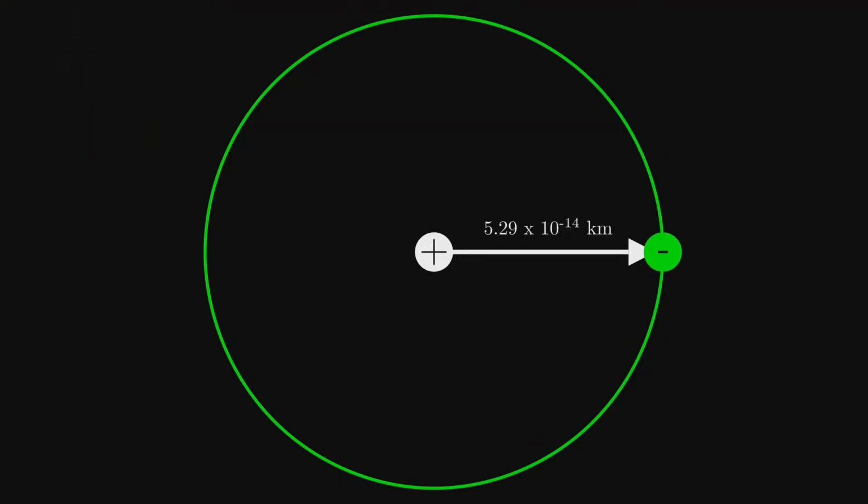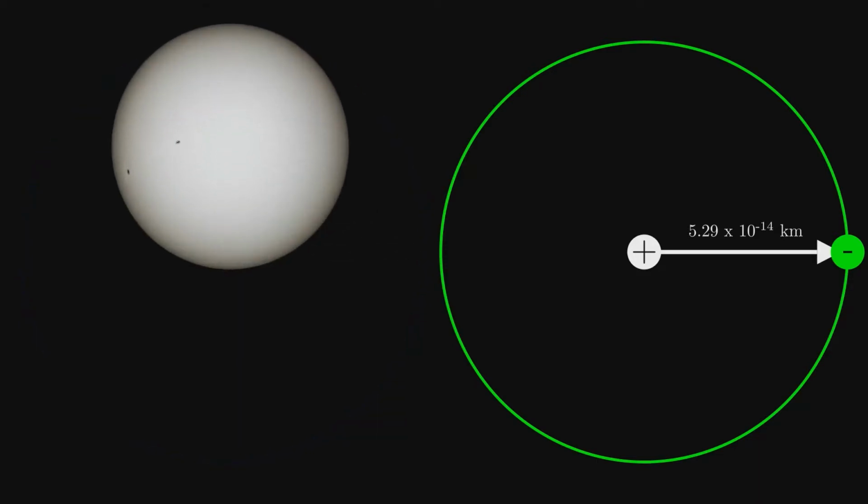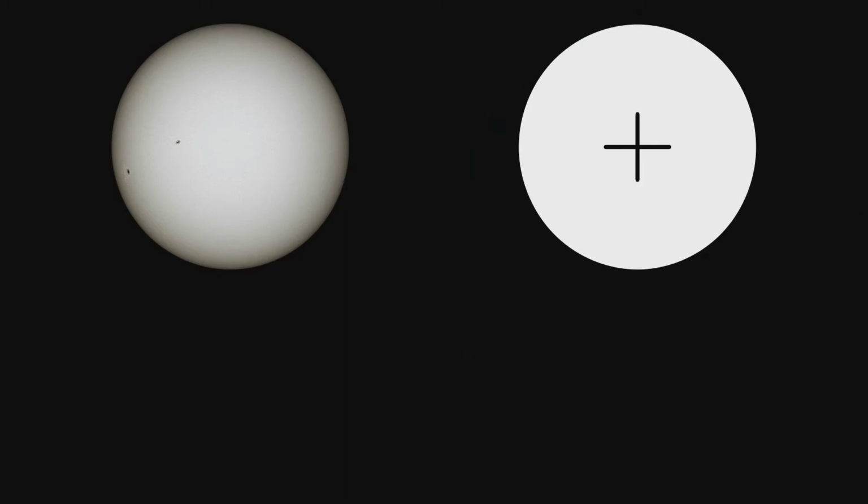If you're thinking that the video should end now, since that's way smaller than 4.5 billion kilometers, you've forgotten one thing: scale. This is where the usefulness of the planetary model comes in, since both it and the solar system have something in the center. Right now, those objects are of different sizes, and to fix that, we will make the proton as large as the sun. What we need to know is how much to scale it by.